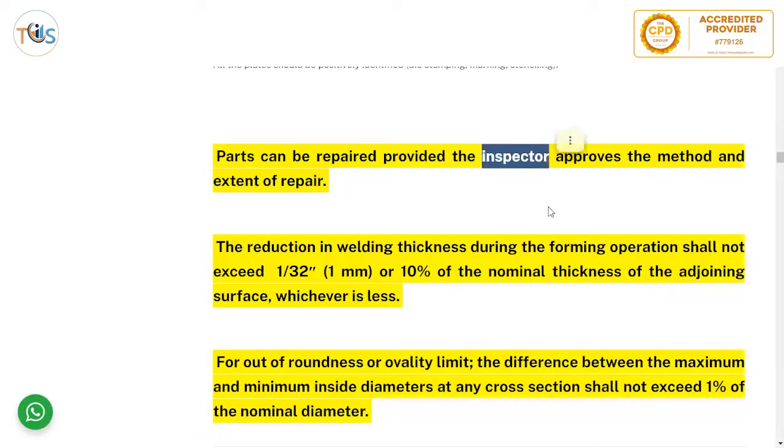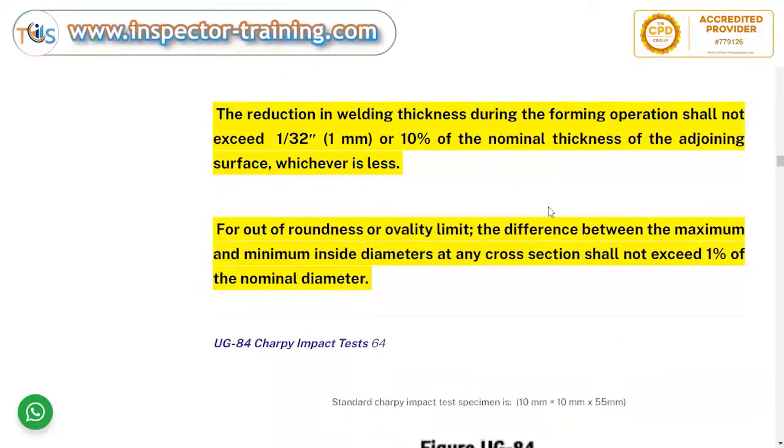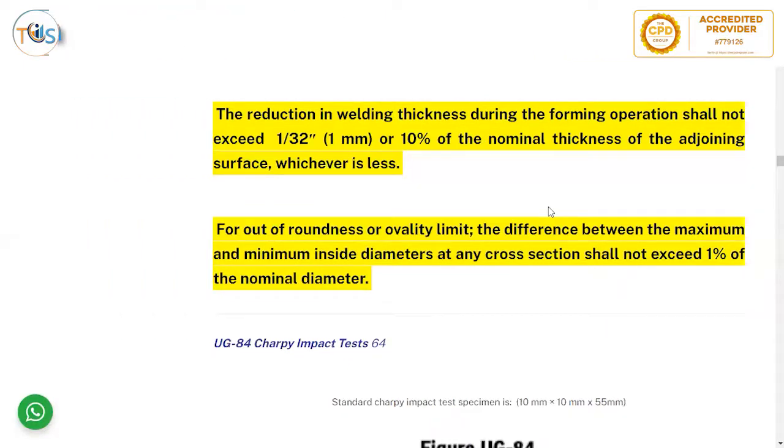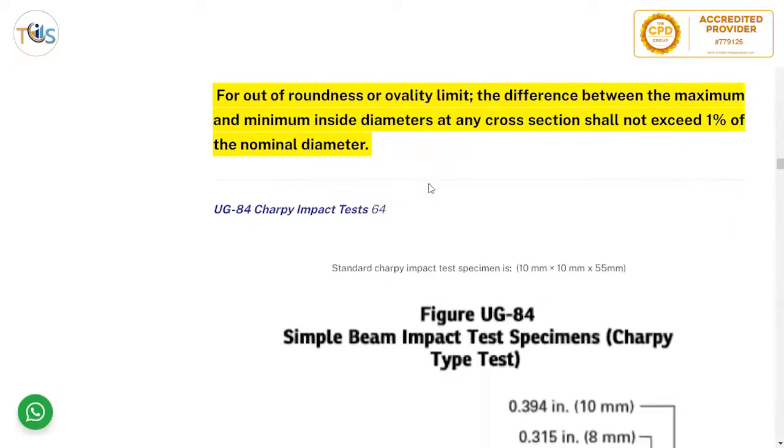Here they mean the ASME inspector, who approves the method and extent of repair. The reduction in welding thickness during the forming operation shall not exceed 1 millimeter or 10%, 1/32 inch or 10%, of the nominal thickness of the adjoining surface, whichever is less. So you cannot thin it during the forming operation by more than 1 millimeter. For out of roundness or ovality limit, the difference between maximum and minimum inside diameter at any cross section shall not exceed 1% of the nominal diameter. So maximum 1%.